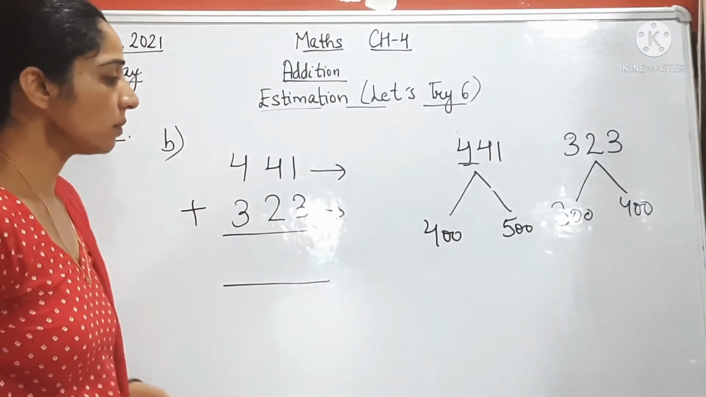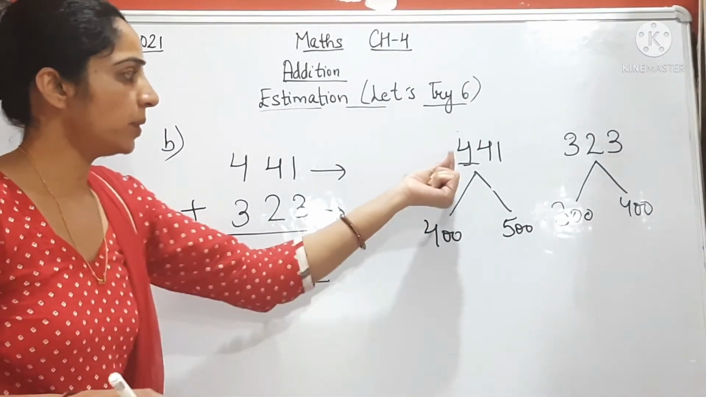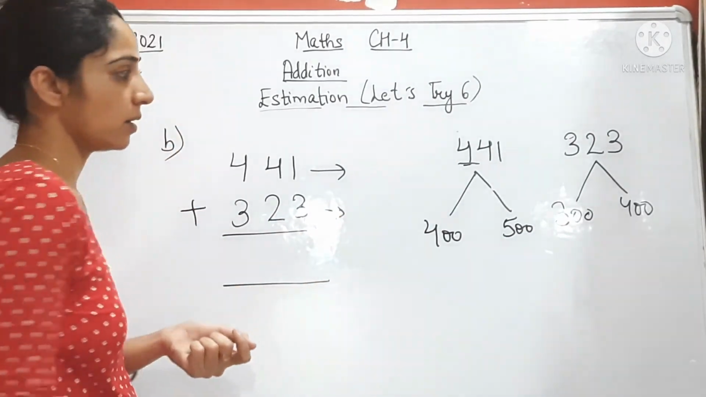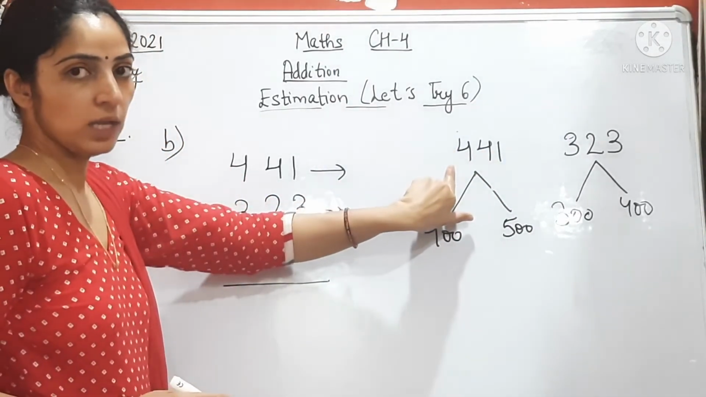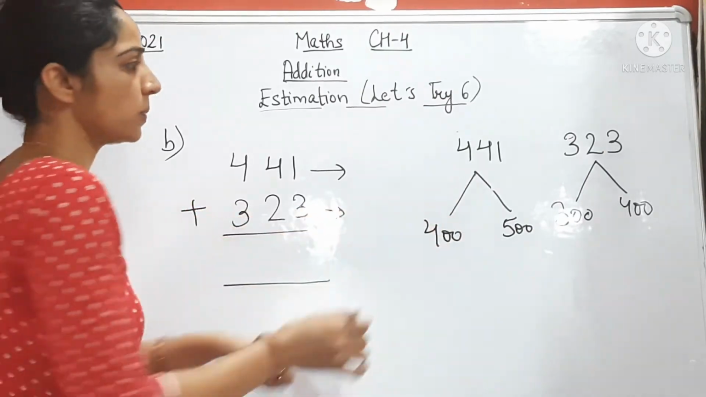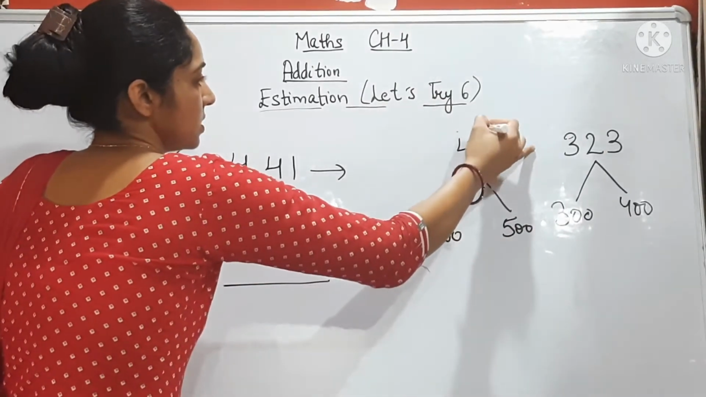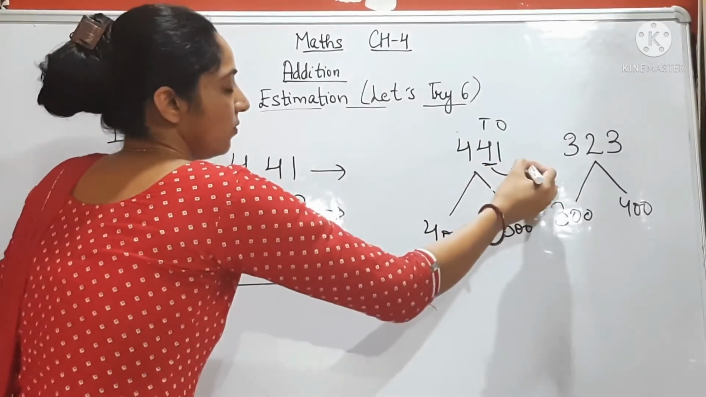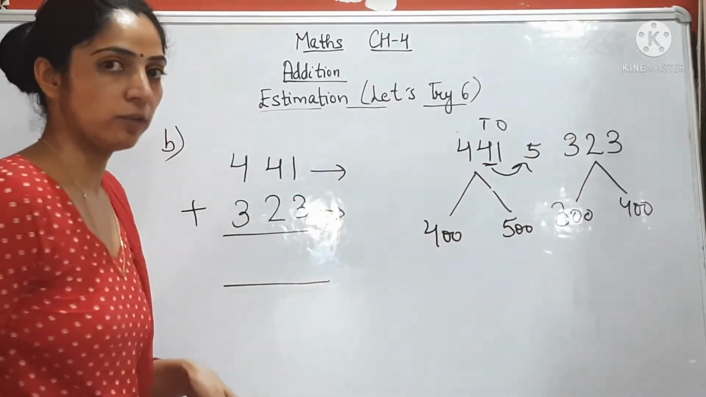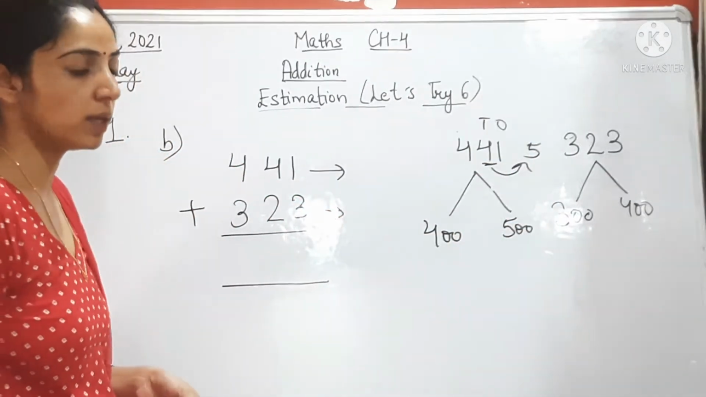Okay, now we have to compare. अब हम क्या करेंगे? Compare करेंगे. We have to round this number to the 100. So we compare its tens place digit. In 441, 4 is the tens place digit. Okay. And we have to compare this with 5. हमें 5 से ही compare करना होता है, right?